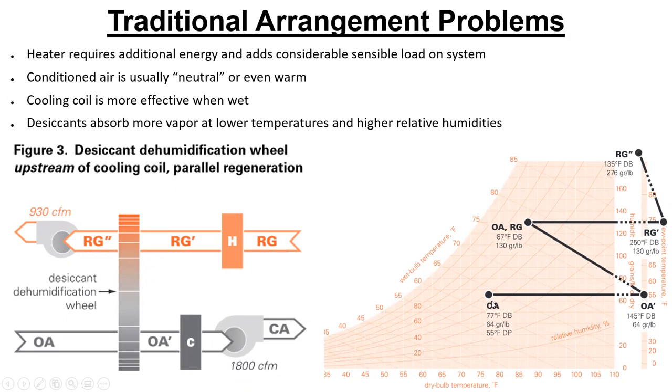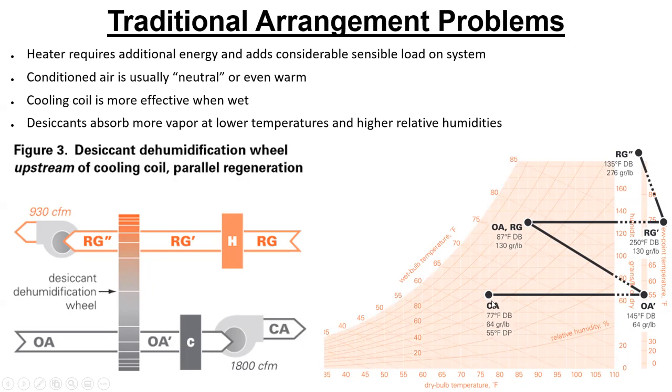Bullet point 2 up there, conditioned air is usually neutral or even warm, which means that we have to cool it down from 145. A cooling coil is more effective when wet. Cooling coils do a better job operating when they're actually condensing water vapor. And so this poor cooling coil doesn't have a chance because it's seeing 145-degree air coming into it.